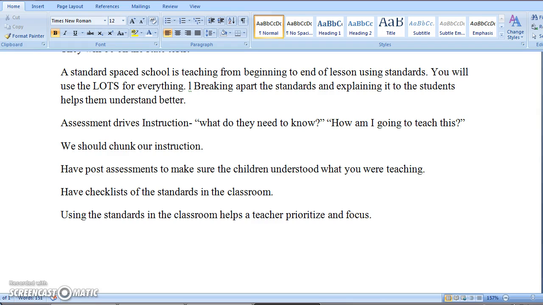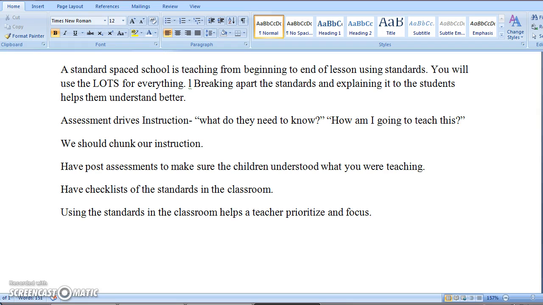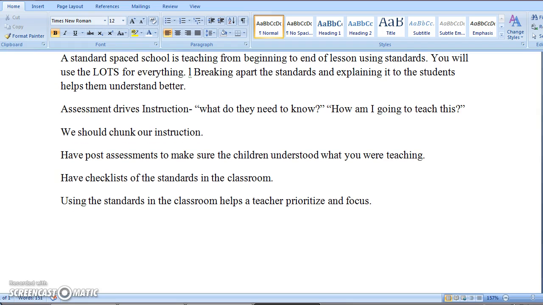And they talked about how we should chunk our instruction. We should have post-assessments after whatever we have done throughout the day to make sure that the children understood what we were trying to teach them. Make sure that they understand it and go over it several times and keep a portfolio of these things, especially on each kid.